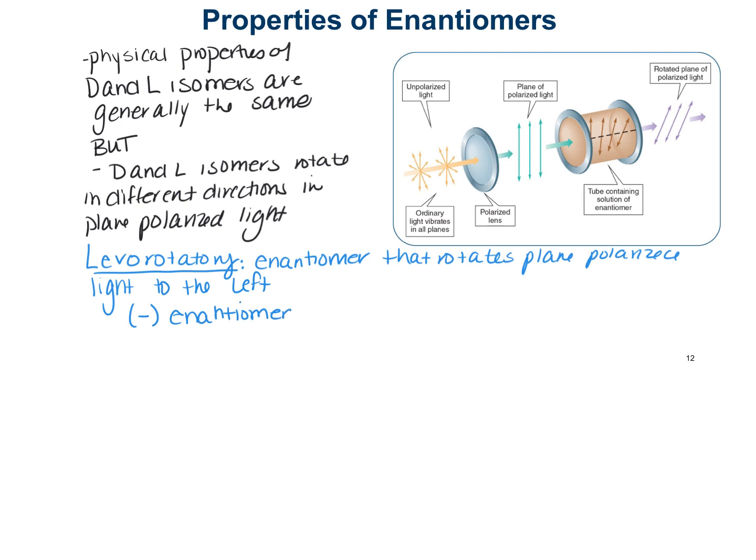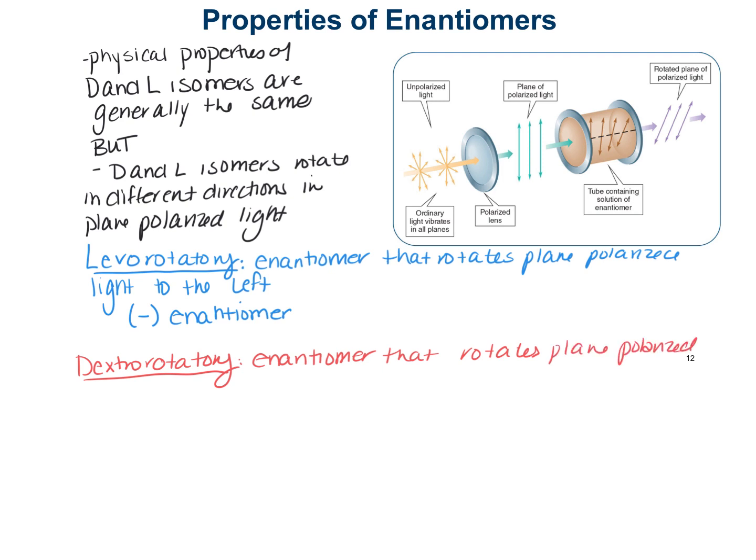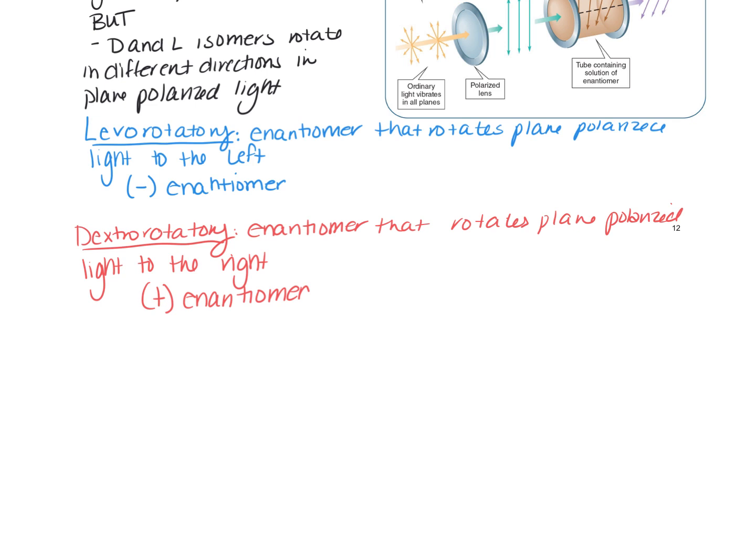Okay. You can also have dextrorotary, and this is the enantiomer that rotates the plane polarized light to the right. And this is the positive enantiomer. Okay. And so some synonyms there for how we're going to refer to these.